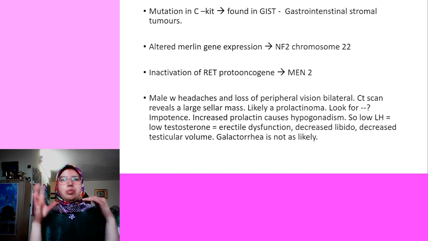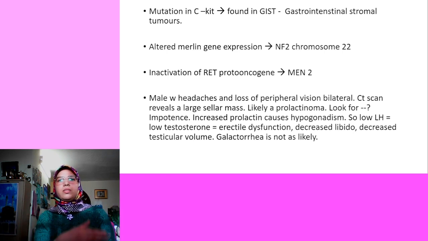If you get a buzzword like mutation in c-KIT, what is c-KIT? That is found in GIST, or gastrointestinal stromal tumors. Altered Merlin gene expression, so don't confuse Merlin with menin. So if you're getting a case of Men syndrome and you get confused, oh wait, was it Merlin or menin? Menin for Men syndrome, Merlin for neurofibromatosis 2, which is on chromosome 22. Inactivation of RET proto-oncogene is Men2.